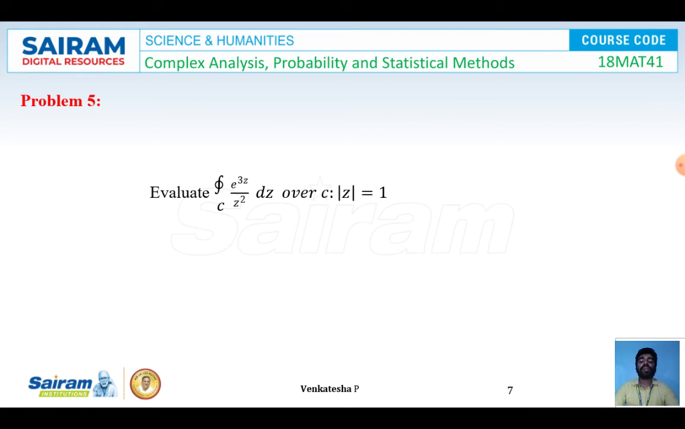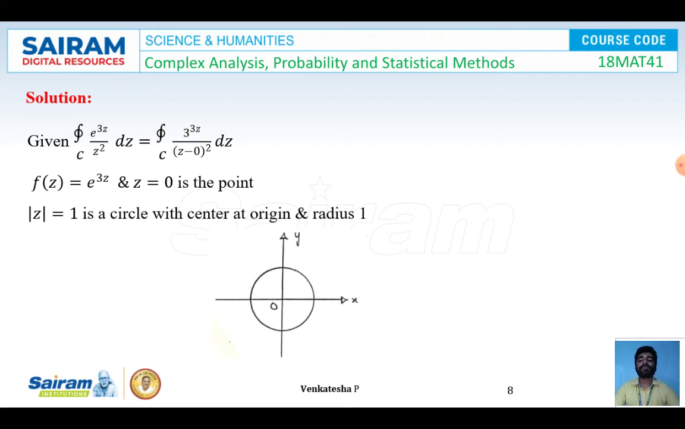Problem number 5. Evaluate the integral over the curve C of e power 3z by z square dz, where C is the curve mod z is equal to 1. The function is given as integral over C of e power 3z by z square into dz. So it can be written as integral over C of e power 3z by (z minus 0) whole square dz. Here I am going to use the general form of Cauchy's integral formula.